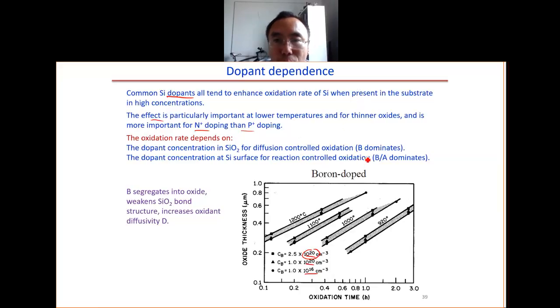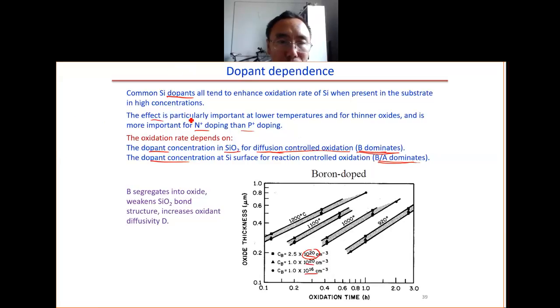There are two terms. The first is the B dominant, the parabolic term. For the parabolic term, it depends on diffusion controlled oxidation. In this case, the dopant concentration in the oxide is important. In the other case, when we have the linear growth rate, then B over A dominates. Then the dopant concentration at the silicon surface is important, because it determines the chemical reaction rate at the surface.